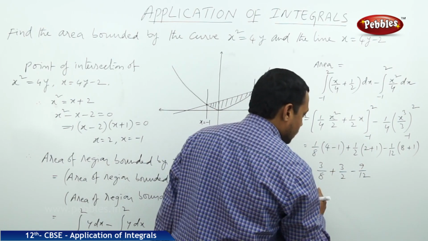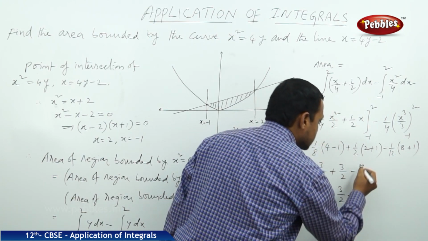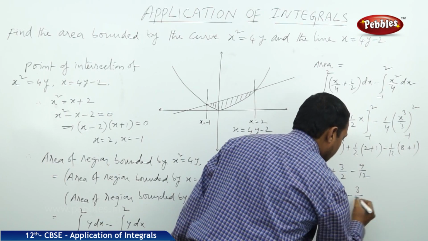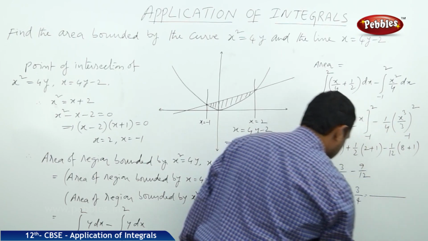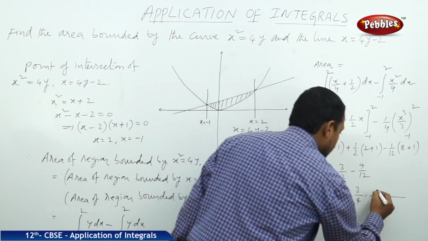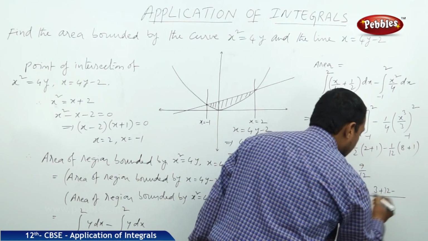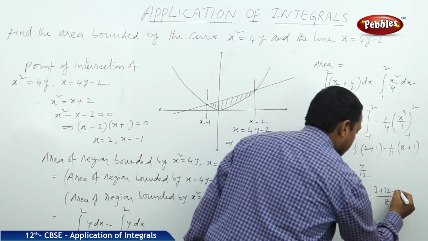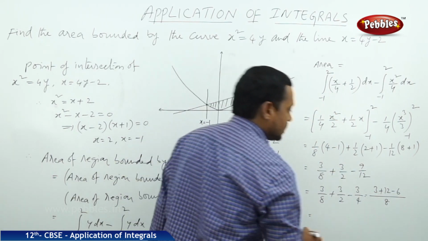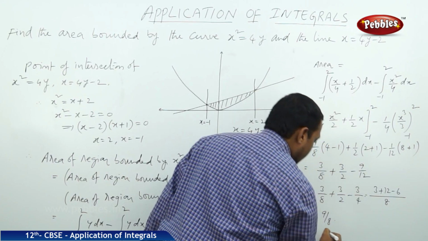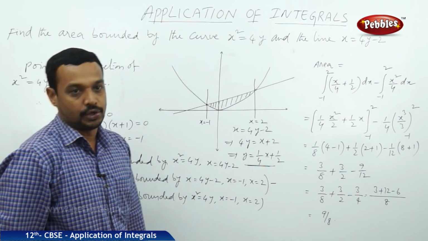Now this is 3 by 8 plus 3 by 2 minus, clearly the 3 table gets cancelled here, 3 times, here it is 4 times. Now clearly we have the LCM 8. Now this is 3, it is 2 into 4 times, 4 threes are 12, minus 4 twos are 8, 2 into 3 is 6, therefore 3 plus 12 is 15, 15 minus 6 is 9, 9 by 8. Therefore the required area is equal to 9 by 8 square units.